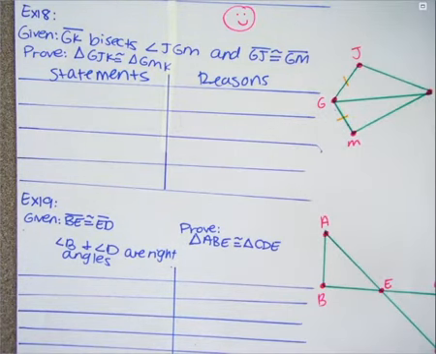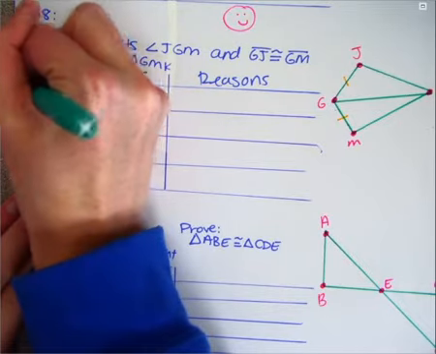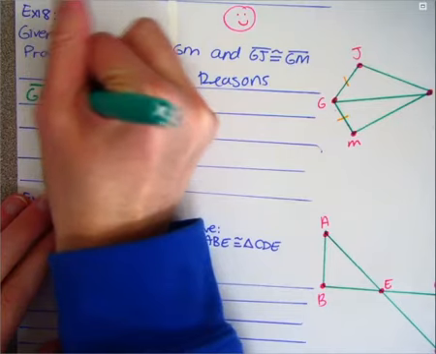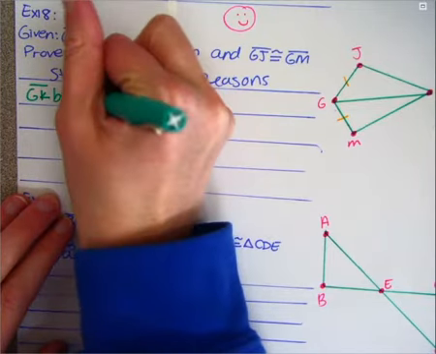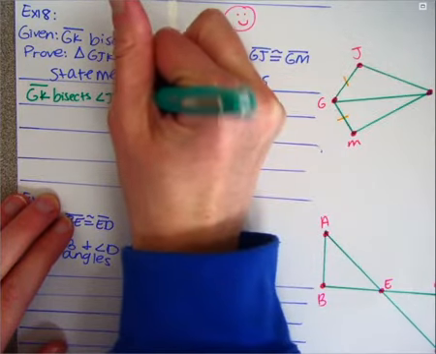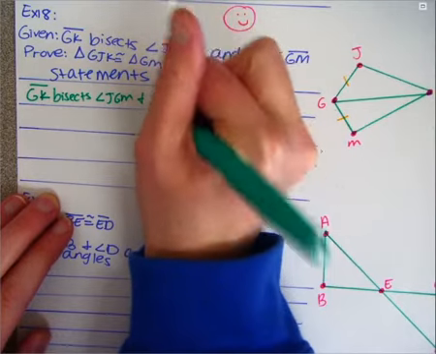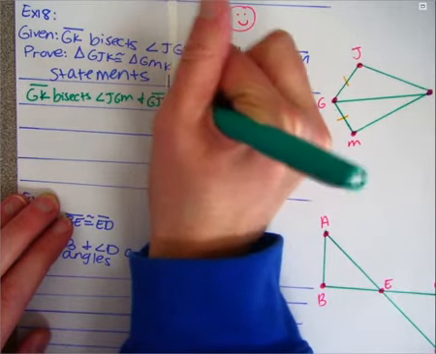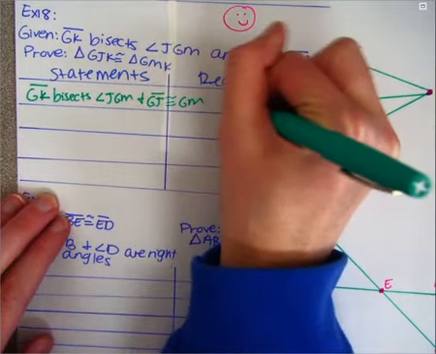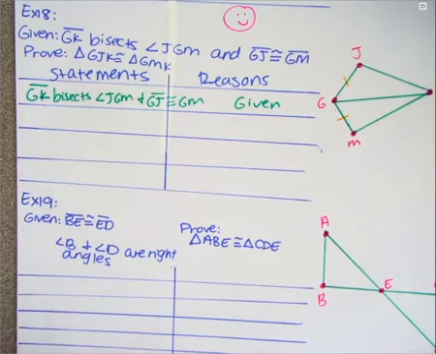Okay, let's get going. We always start with the given, which I just heard you say, so nice job. So GK bisects angle JGM, and I'm going to put an and symbol. I'm kind of out of space. GJ, try saying that, GJ is congruent to GM. And this is all because of the given.